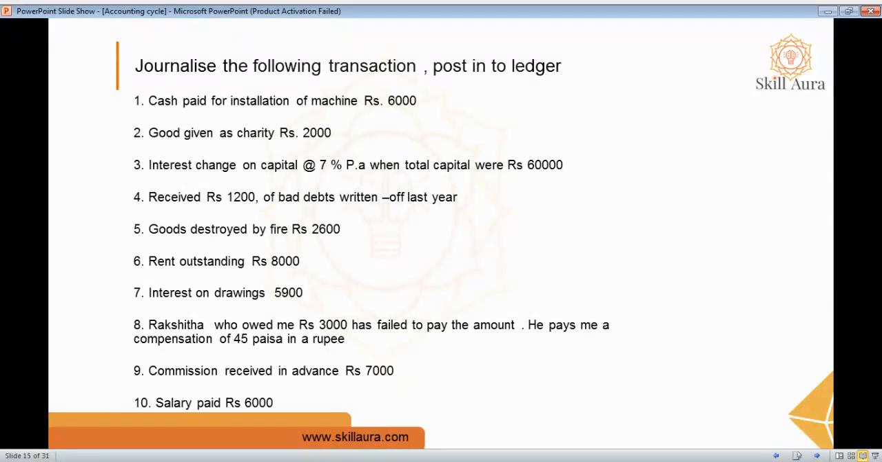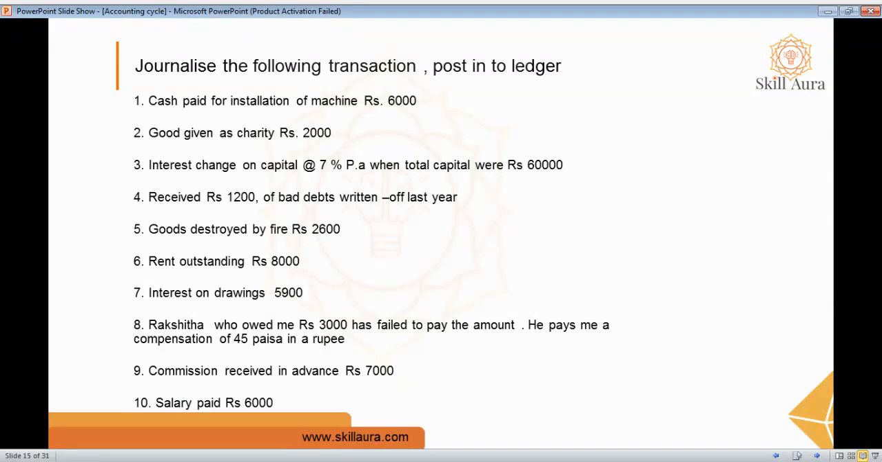The next one is received 1,200 of bad debts written off last year. Here you'll have two accounts, that is cash account and bad debts written off. Cash will be debited here and the bad debts written off will be credited here. So when you enter in the bad debts account, you'll add debit cash account, and you'll credit the bad debts in the cash account. This is how you enter it.